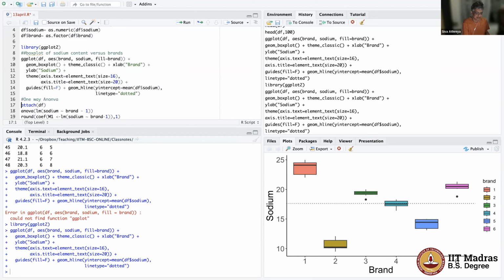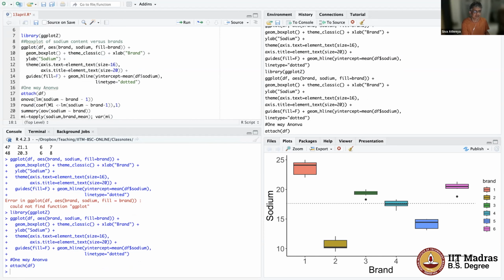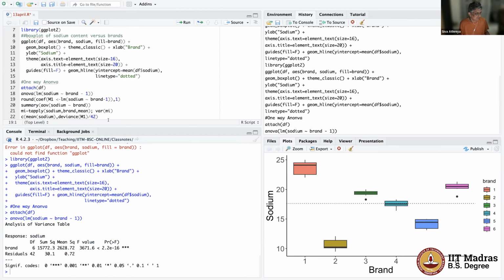Okay, so I attach the data frame, so then I don't have to keep on mentioning DF and all. So the first thing I'll do is a simple ANOVA, right? When I do that, you look at this. There are 6 brands, so 5 degrees of freedom. Then the sum of squares within brands is this, the mean is this, the F value is this, and the P value is so much. So the probability of F tells you that okay, there is a difference.